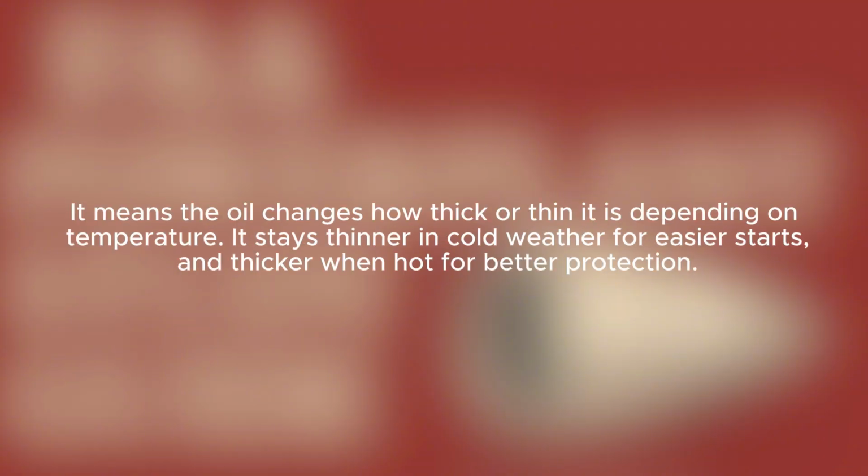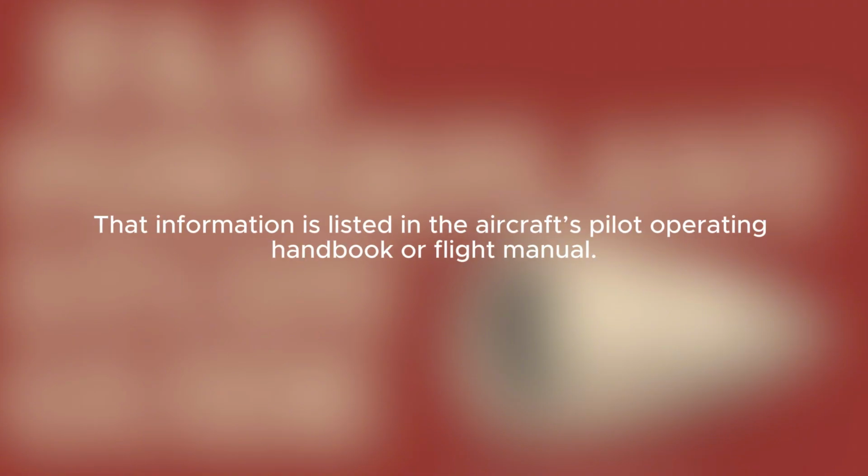What does multi-viscosity oil mean? It means the oil changes how thick or thin it is depending on temperature. It stays thinner in cold weather for easier starts and thicker when hot for better protection. Where can you find out which oil to use in a specific aircraft? That information is listed in the aircraft's pilot operating handbook or flight manual.